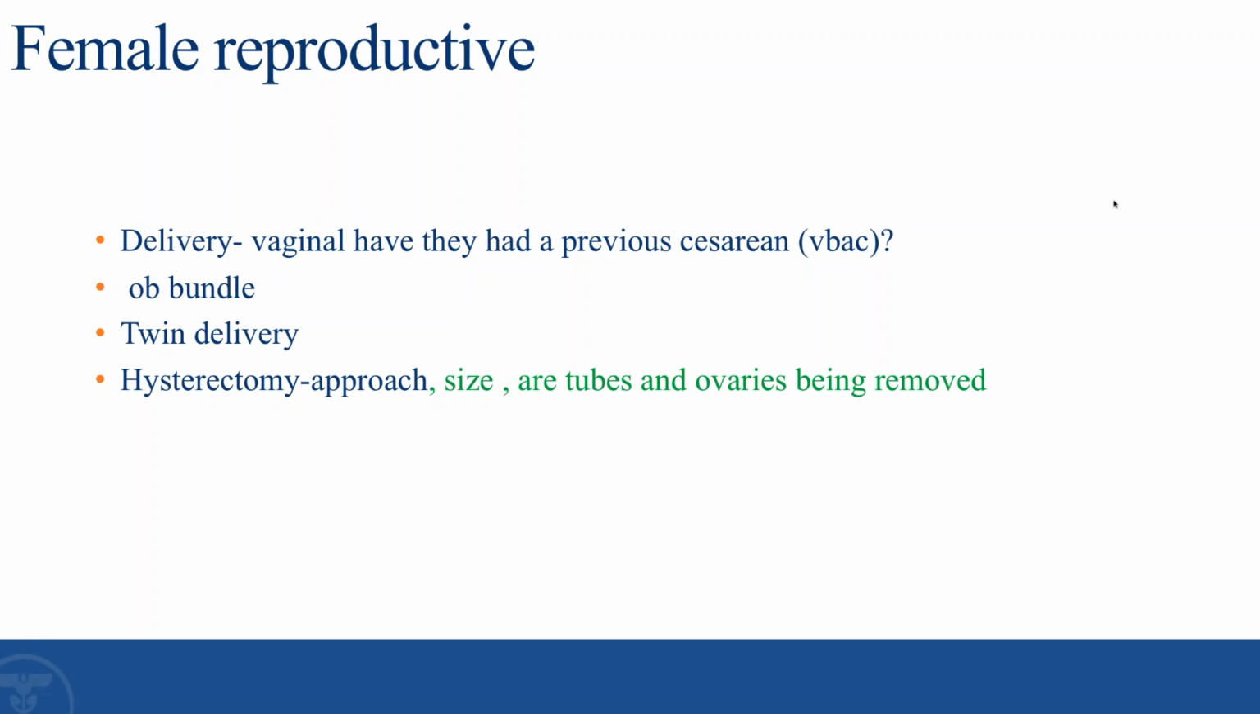Another thing with the hysterectomy, knowing the approach, right? We need to know the approach, because sometimes they have a TVH, which is a total vaginal hysterectomy, which is your 58260. We also need to know the weight of the uterus. With 58220, you'll see it's 250 grams or less.